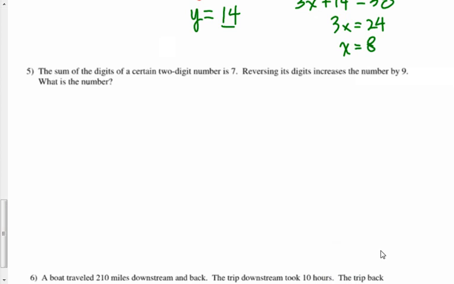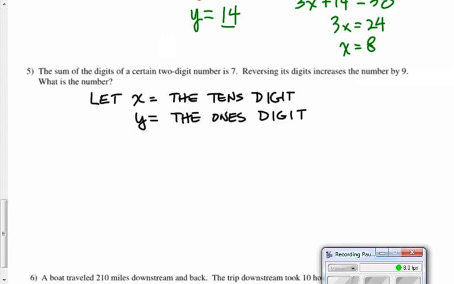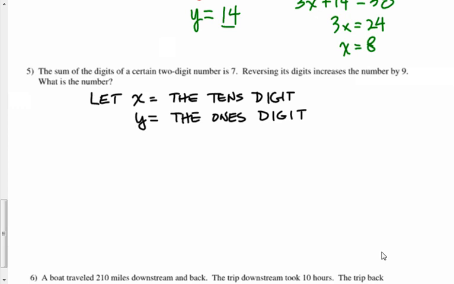It says the sum of the digits of a certain 2-digit number is 7. Reversing its digits increases the number by 9. What is the number? So let's go ahead and define our variables here. We're going to let x be the 10th digit of this 2-digit number. We're going to let y be the 1st digit of this 2-digit number. Okay, so we've defined our variables.